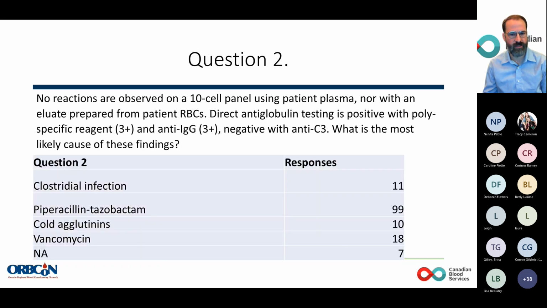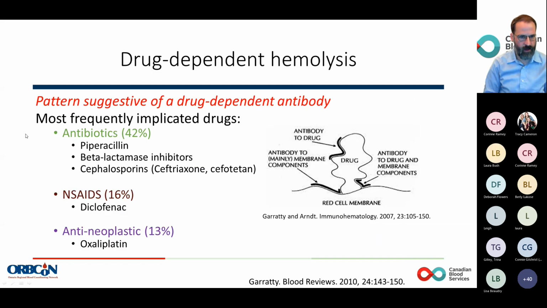So in terms of responses, the majority of people went with pip/tazo as being the likely cause of the findings. A few people picked vancomycin as the next popular answer, and then almost split between Clostridial infection and cold agglutinins. Some people were unsure. So what's the concept behind this?